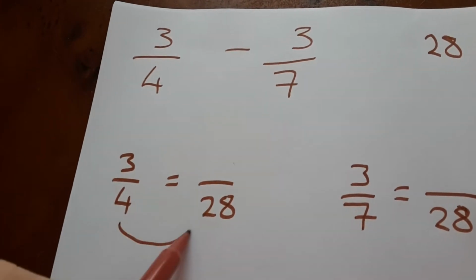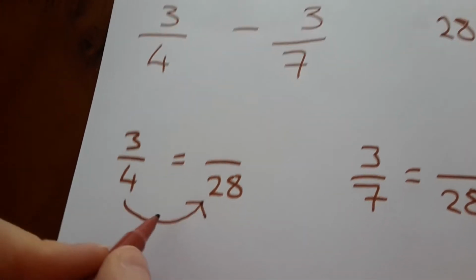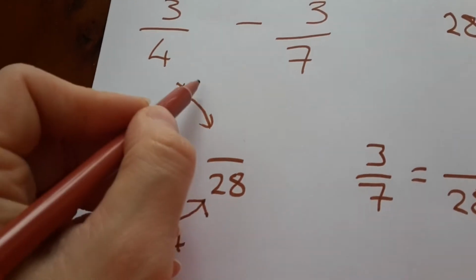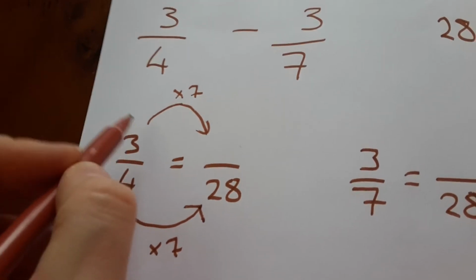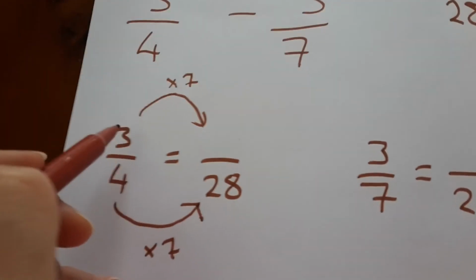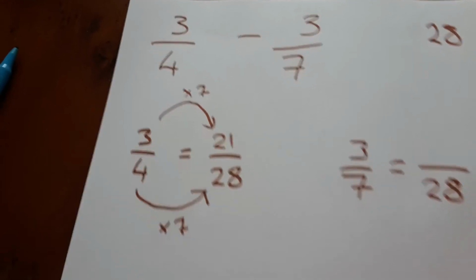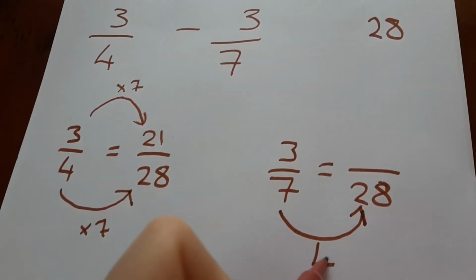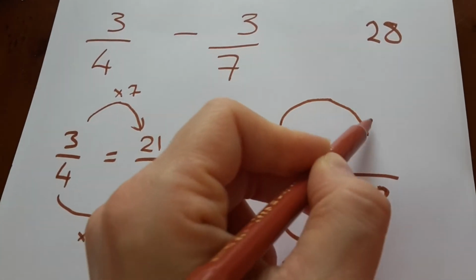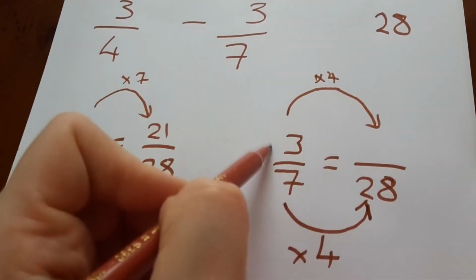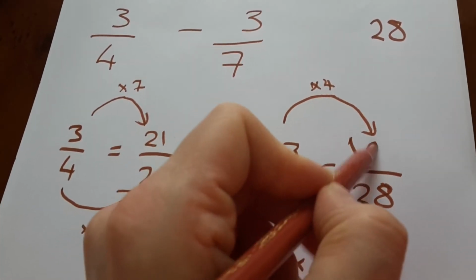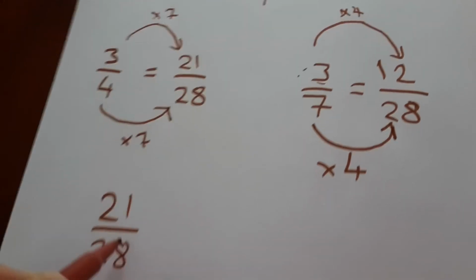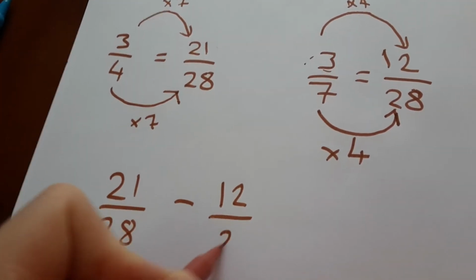So to go from 4 to 28, I'm going to times by 7. So that means I've got 7 times more cuts. So these 3/4 are going to be cut into 7 times more pieces. So we end up with 21 over 28. 4 times 7 is 28, so I need to have 4 times more cuts. So these 3 pieces are going to be cut into 12 pieces now. So we have 21 over 28 minus 12 over 28.